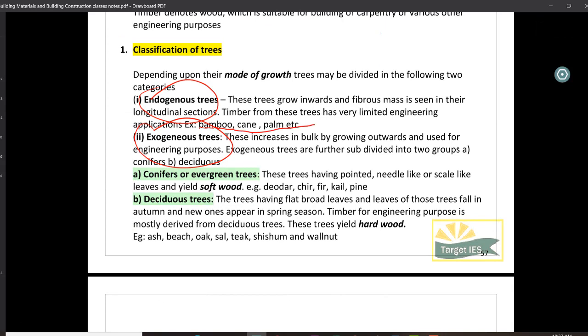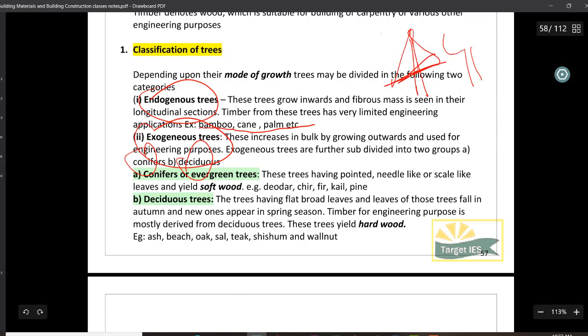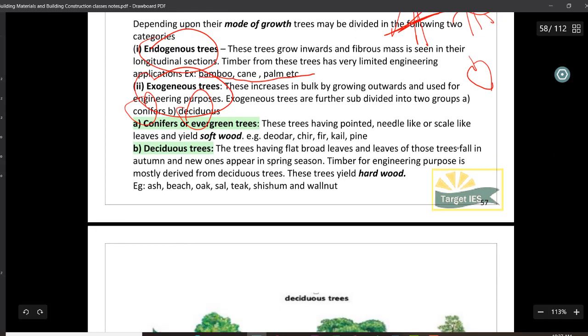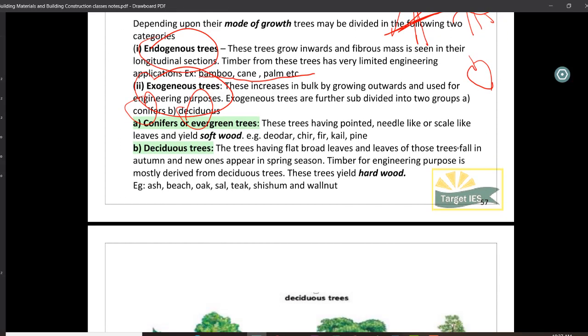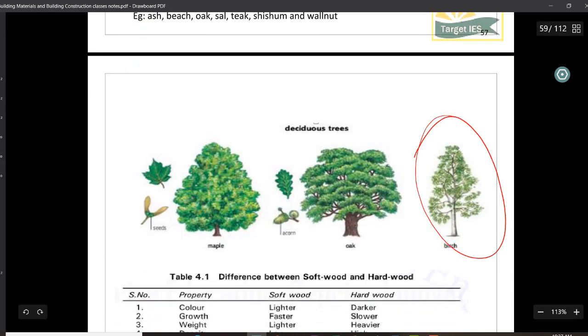Exogenous trees can be subdivided into two important groups: one is conifers and second one is deciduous. Conifers are cone type, whereas deciduous will have broad leaves. Each leaf will be quite broad. Conifers will have needles like pines, like this. I hope it is very clear, right?